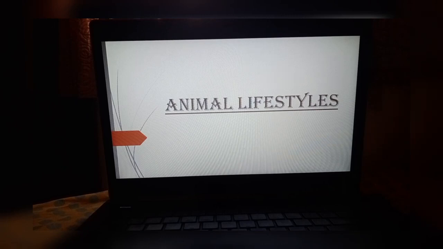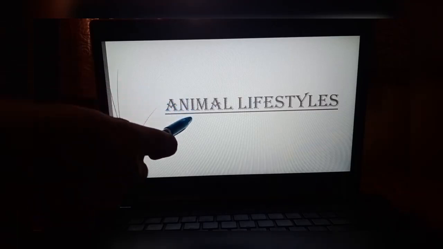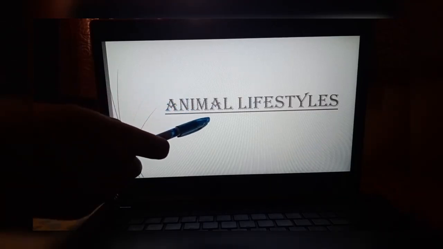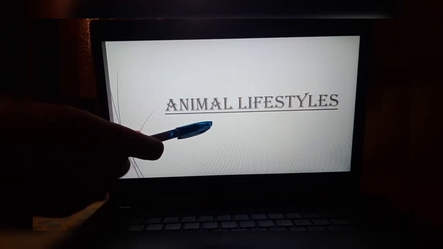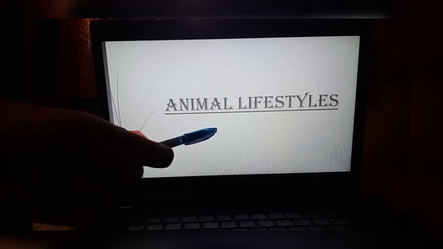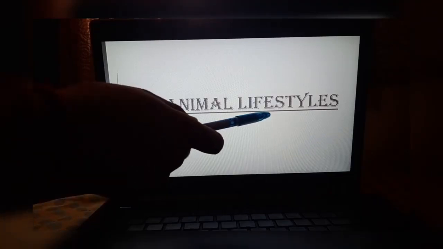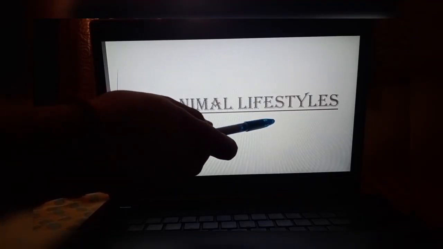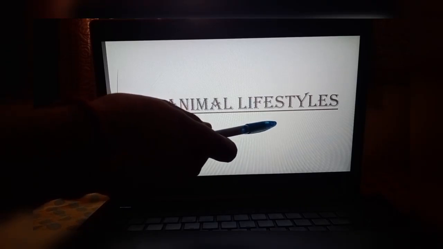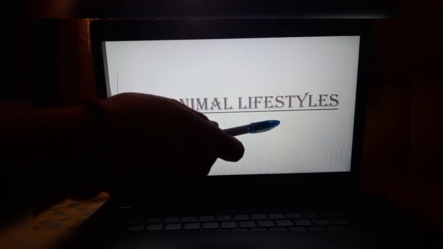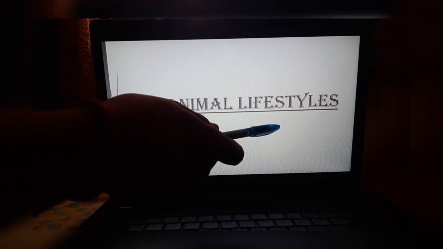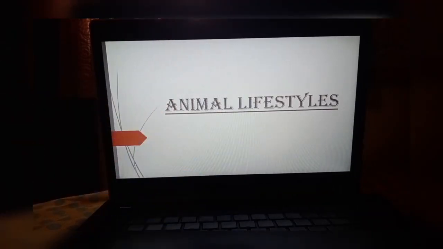Animals are the living organisms that derive their food from autotrophs, or you can say from plants or some other animal's body, and they are heterotrophs. They cannot prepare their own food. And lifestyles means the way of living lives. In the lifestyles, there are 3 topics in this chapter that we will later on study.